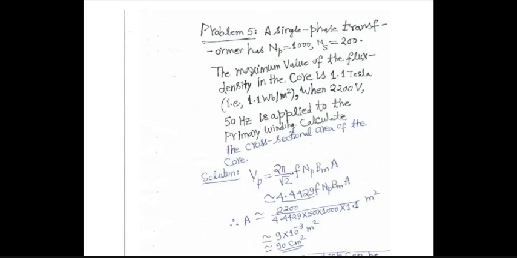I could have used the equation for Vs also, but then using the turns ratio, I would first calculate Vs, and then I would use that way also. I should get the same answer. Since the turns ratio is 5 and Vp is 2200, Vs will be 2200 divided by 5 volts, which I think will give you 440 volts. So you can have 440 equal to 2 pi divided by square root of 2 f ns BMA. Use that. You should get the same value of A that we are getting here.